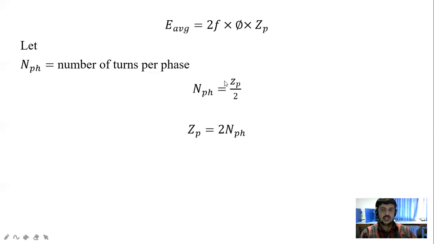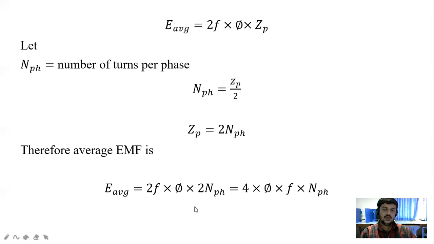So from this, we can calculate the number of armature conductors per phase Zp as 2 multiplied by Nph. So let us substitute Zp equal to 2 into Nph in the equation of E average. Therefore, the average EMF equation is E average equals 2 into F into phi into 2 Nph, so that is equal to 4 into phi into F into Nph. So this would be the average value of EMF induced inside the armature winding.